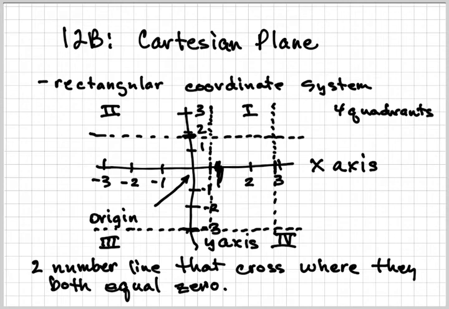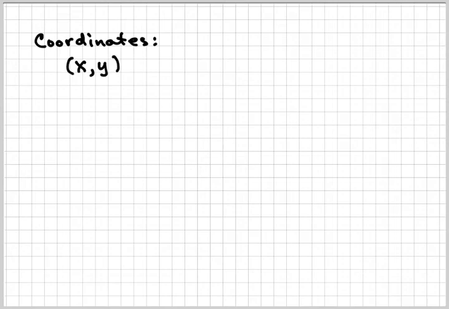All right. So we've talked about the system itself. Now we need to talk about the way we're going to write the points or the coordinates. The coordinates are always given as x, comma, y, and they're always enclosed in a bracket. That's the only way that you can be sure that you're working with coordinates on the Cartesian plane. And these are called an ordered pair.